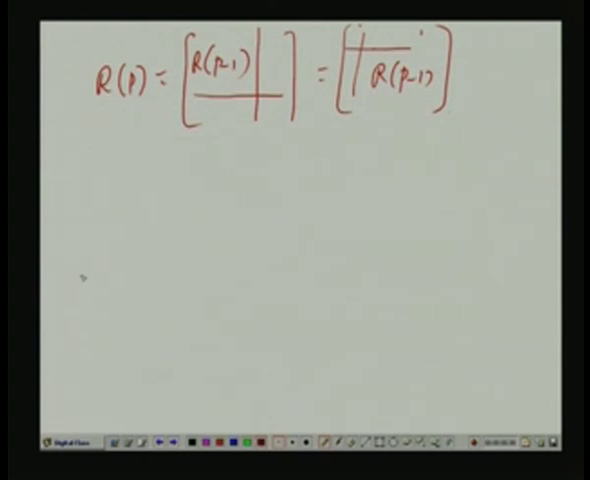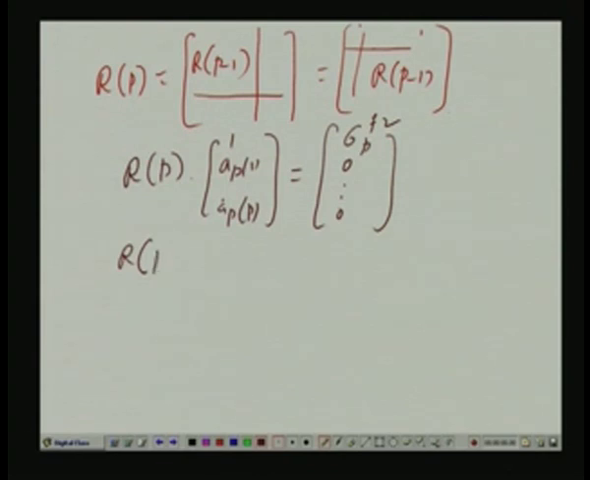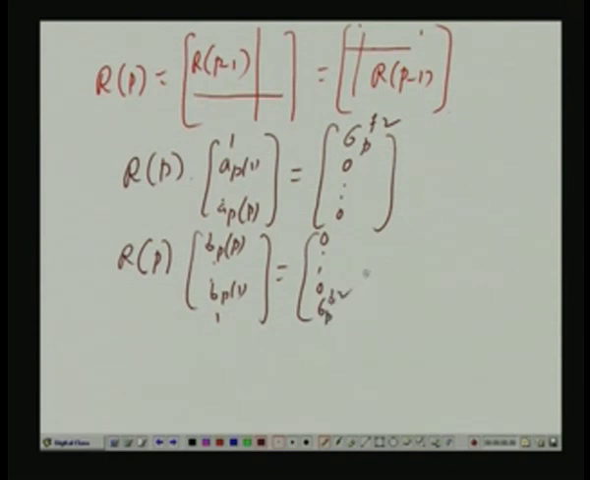It is an order recursive solution. So, suppose I know the pth order solution, that is suppose R p into 1 A p 1 dot dot dot A p p equals sigma p f square 0 dot dot dot 0. This is solved. So, I know these unknown coefficients, I know sigma p f square, and also R p times this also is known.